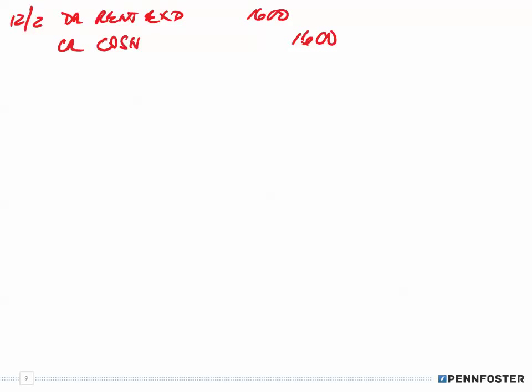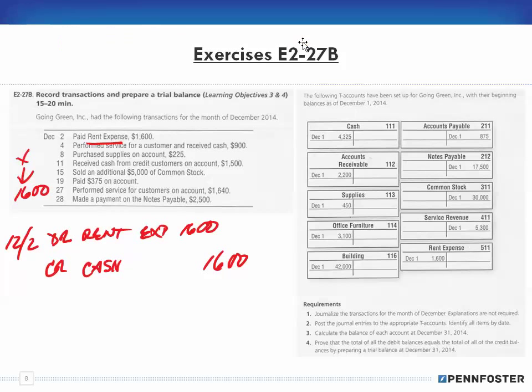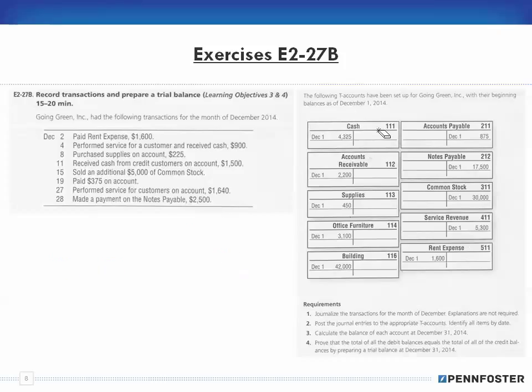All right. And the reason why I'm going to do this is because, obviously, I have to post to the ledger accounts, all right? And I don't have enough space to be able to post to those ledger accounts, all right? So I'm going to perform services for a customer and received cash.